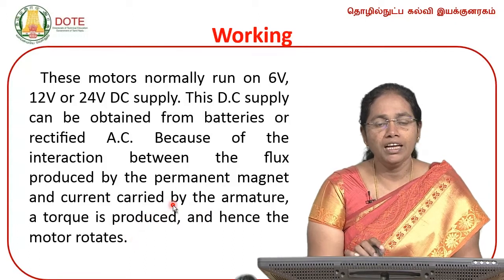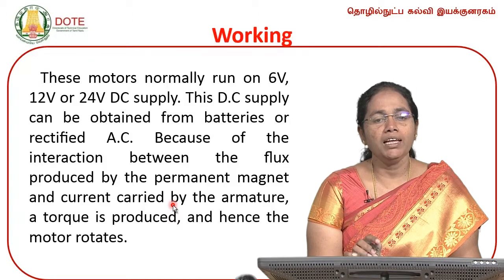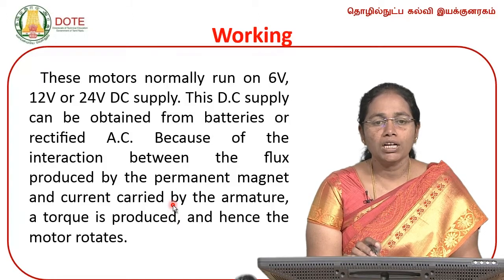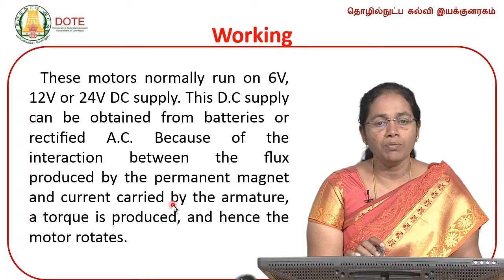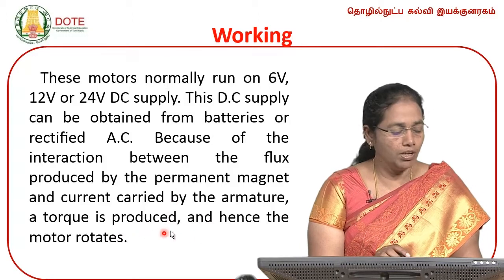If you see the working of a permanent magnet DC motor, the permanent magnet supplies a magnetic field. So a magnetic field already exists, and we are supplying current to the armature. The conductors are placed there, and because of the current carrying conductor, another magnetic flux field is produced. So the interaction between the permanent magnet and the current carried by the armature produces a torque, and hence the motor begins to rotate.